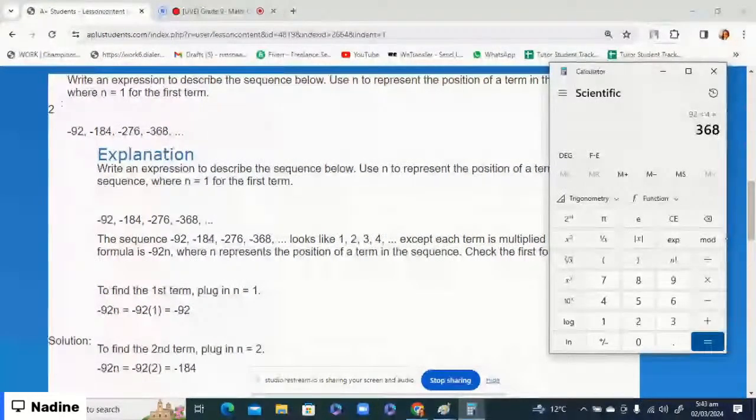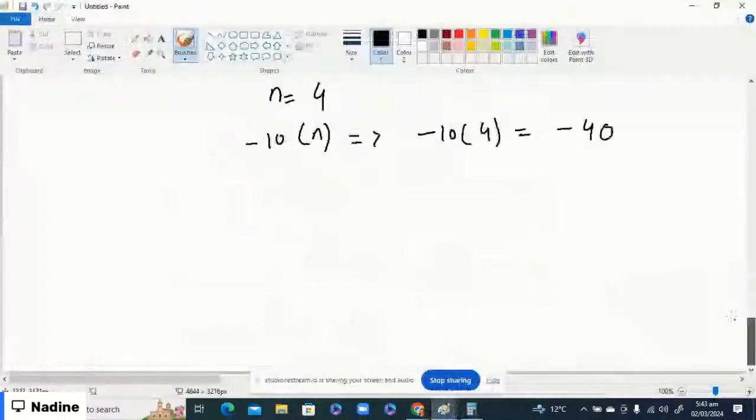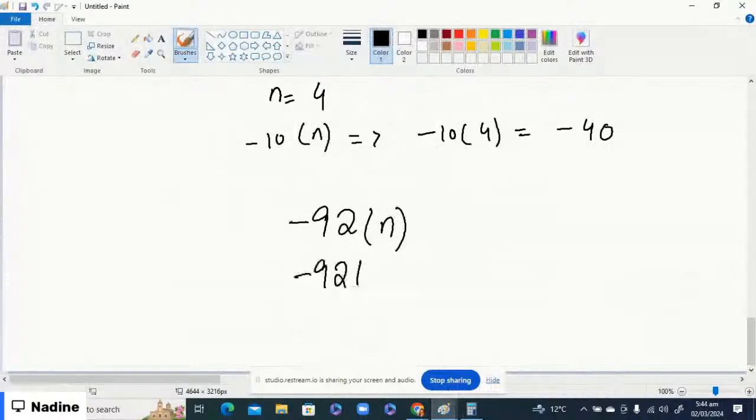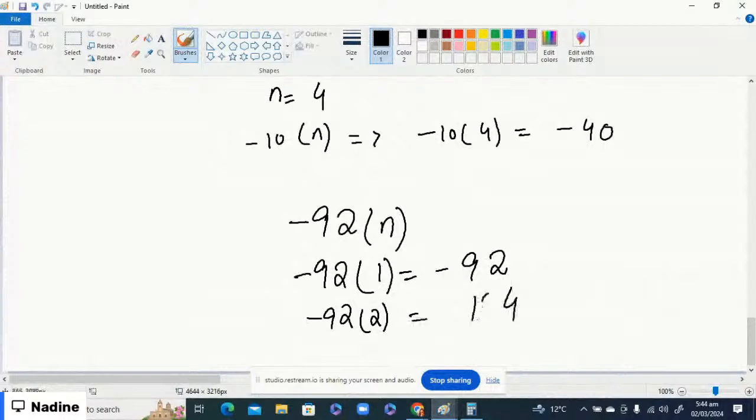It means that your sequence is minus 92 with n. So in place of n, I'm going to put 1. The answer is minus 92. Then you put minus 92 with 2, which is 184 with a negative sign. Then minus 92 with 3 is 276. In this way with 4, in this way with 5, in this way with 6.